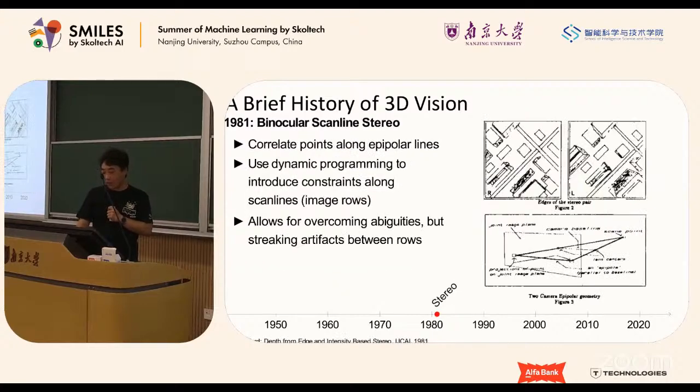Early binocular stereo methods searched for corresponding points along the line. Dynamic programming introduced ordering and smoothness constraints along each row, helping resolve some ambiguous matches. However, optimizing rows independently often produces streaking artifacts and inconsistent results.